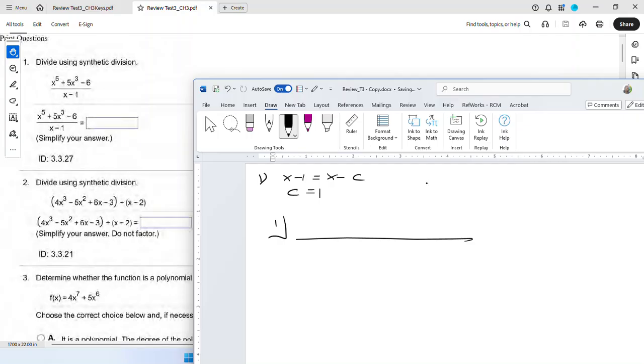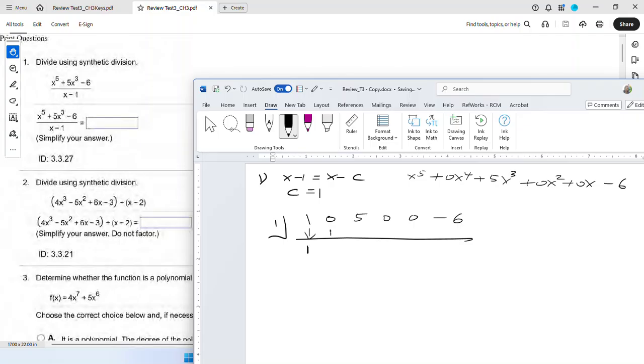And then we have x to the 5 plus 0 x to the 4 plus 5 x cubed plus 0 x squared plus 0 x minus 6. Look at that. Anytime you have a missing term, you have to supply the 0 in here. Okay, so these are equal. So I will have a 1, 0, 5, 0, 0, negative 6. Okay, and then pull the first one down.